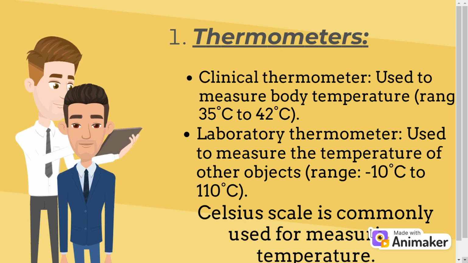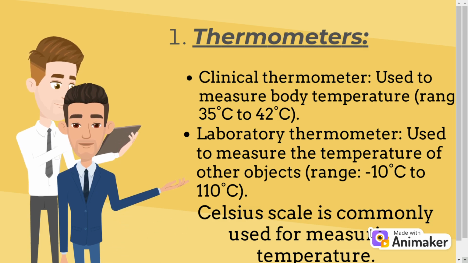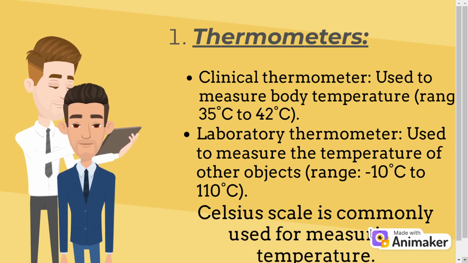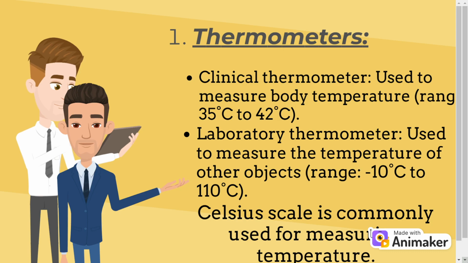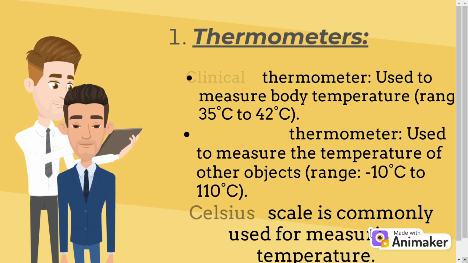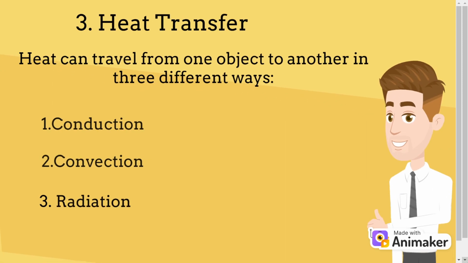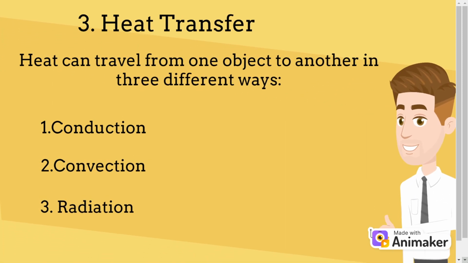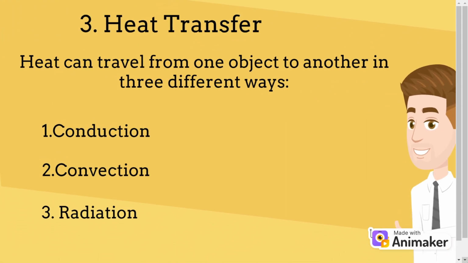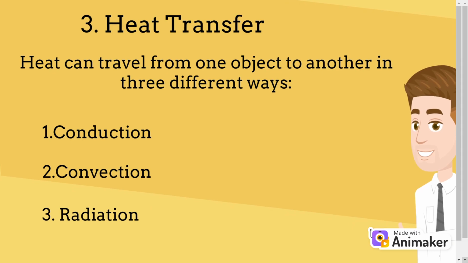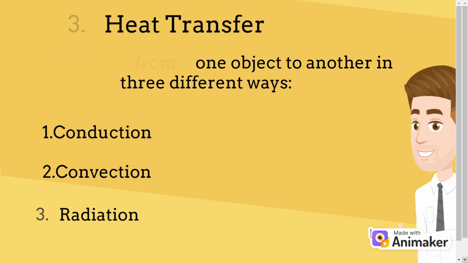Laboratory thermometer, used to measure the temperature of other objects, range 10 degrees Celsius to 110 degrees Celsius. Celsius scale is commonly used for measuring temperature. Third, heat transfer. Heat can travel from one object to another in three different ways: conduction, convection, radiation.